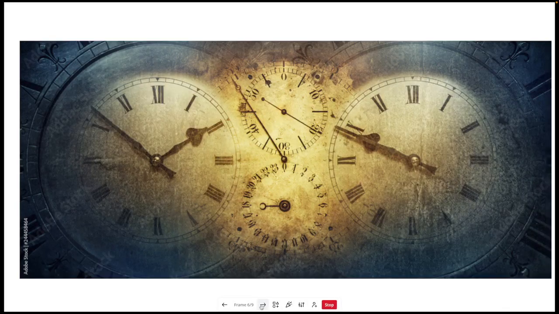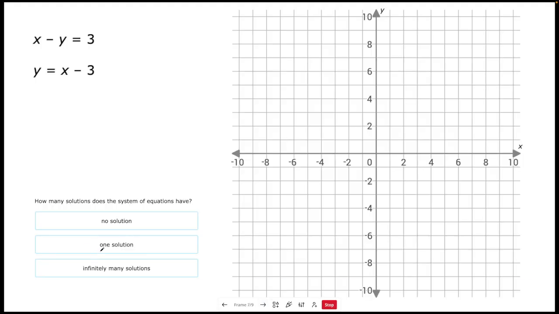All right, here's our cool clock for today, which means that it's time for you to practice what you just learned. Go ahead and pause the video and try this problem on your own. And when you're ready, you can unpause the video and we'll check your solution.